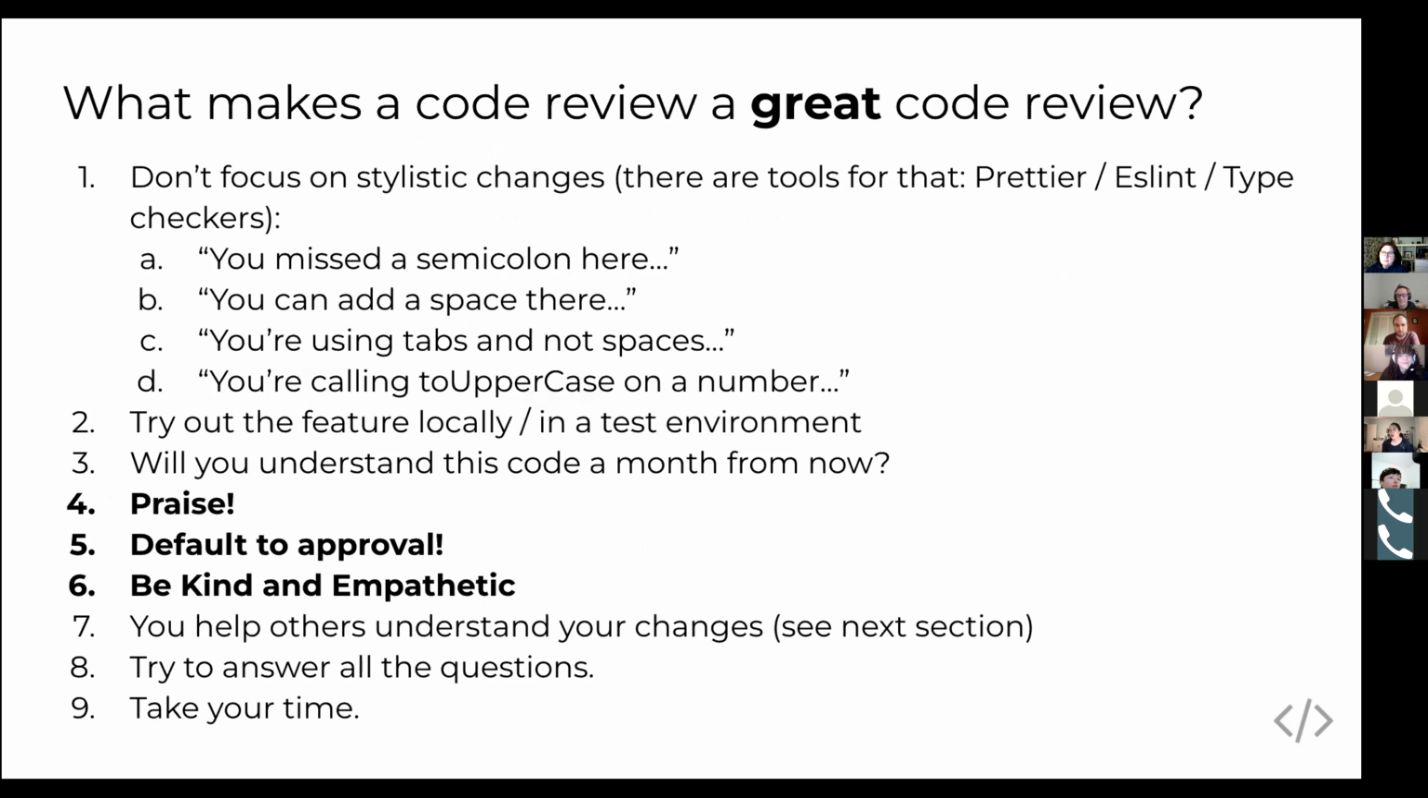So what makes a great code review? One of the main things is actually not to over review. Try to resist focusing on things that aren't really key to the code. For instance, you missed a semicolon here, or you missed a space there. A lot of these things can actually be taken care of by tools like Prettier and ESLinters.